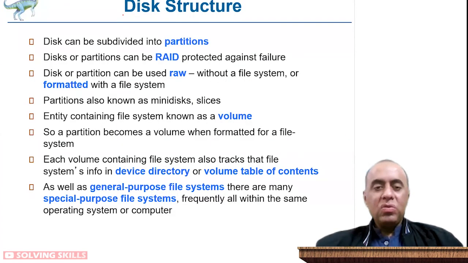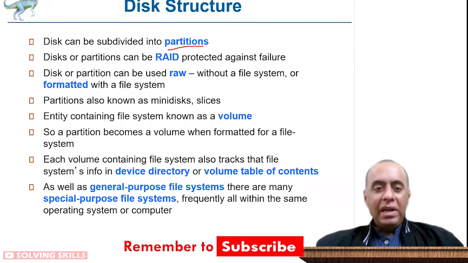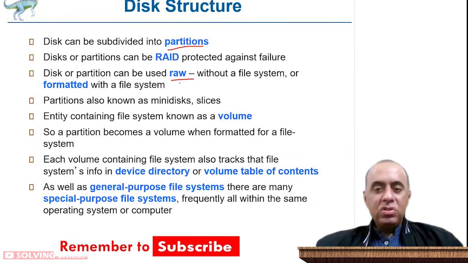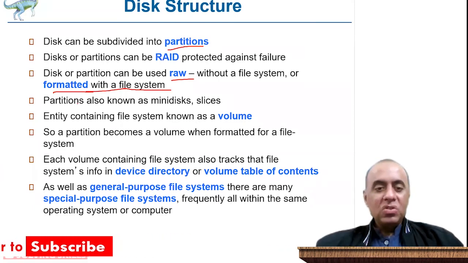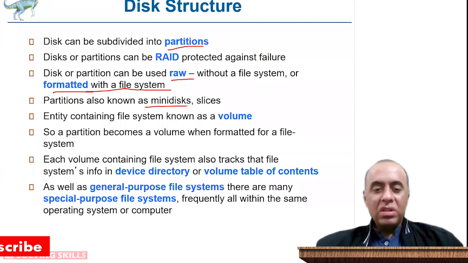So in order to elaborate the directory structure, first we need to know what disk structures are. A disk can contain multiple partitions, and they can either be used raw or they can be formatted with a file system. Partitions are also known as mini disks or slices, and every entity containing a file system is known as a volume.